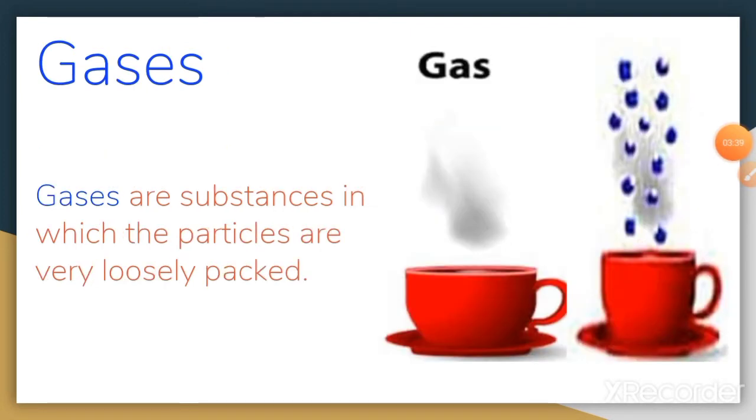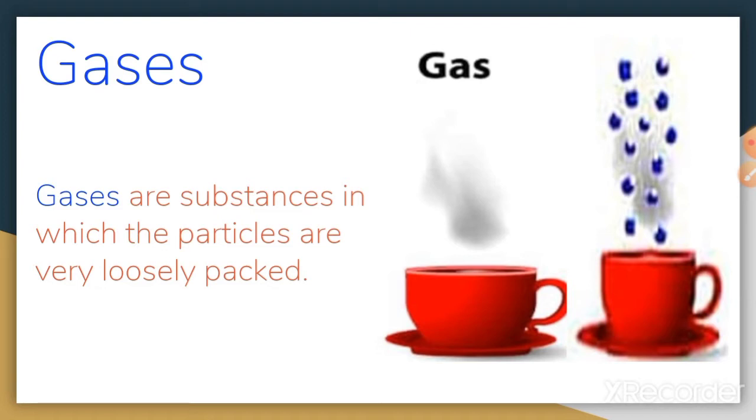Now, the third state of matter is gases. Gases are substances in which the particles are very loosely packed. They too have no fixed shape. Unlike liquids, they occupy all the available space in a container. Air and cooking gas are examples of gases. Air is actually a mixture of gases such as oxygen, nitrogen and carbon dioxide.